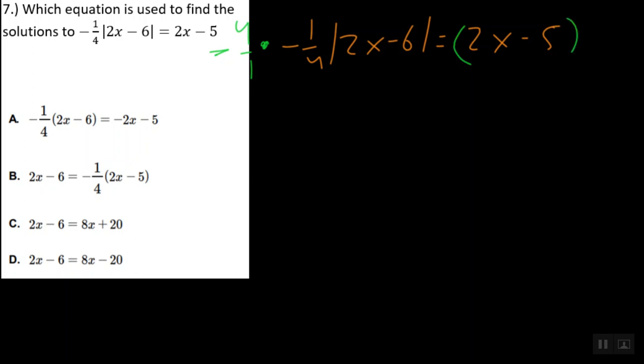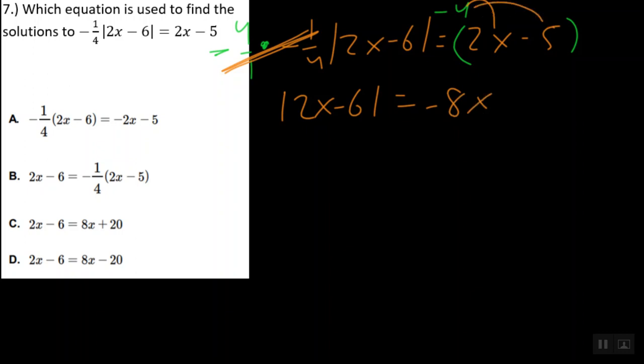Over here, we'll multiply by -4/1. But remember, -4/1 is just -4. So this is what happens. The -4/1 times -1/4, they cancel. And I'm left with this. The absolute value of 2x minus 6 is equal to -4 times 2x, which is -8x. And -4 times -5 is +20.